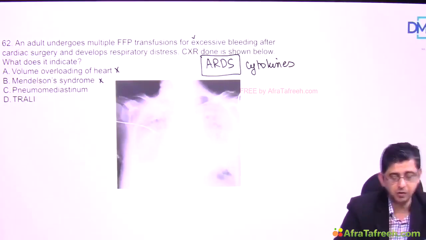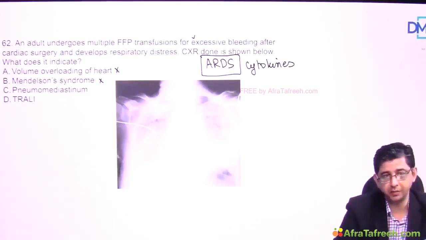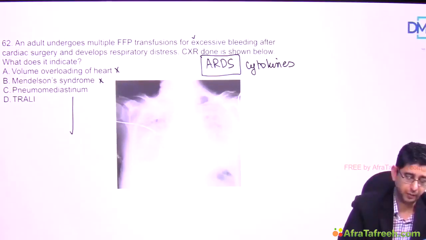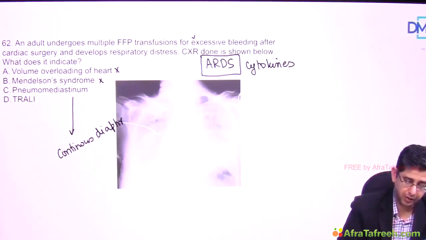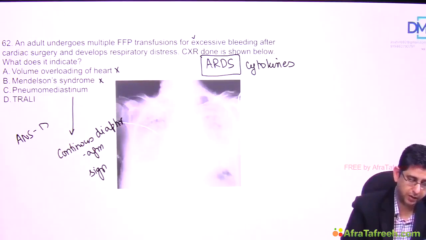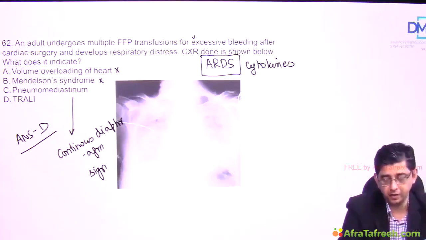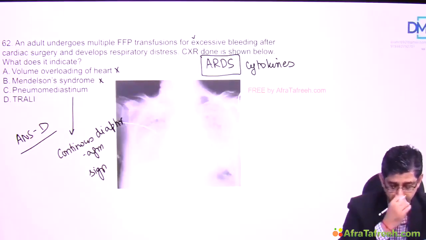Mendelssohn syndrome is aspiration of stomach acid. There is no such history given. In pneumomediastinum, you will have a continuous diaphragm sign. There is none present here. So in the absence of any clear logic for the others, this cannot be given as anything except delta, that is TRALI, transfusion related acute lung injury, which is occurring in the patient, and this is a non-cardiogenic pulmonary edema that is developing in the patient.